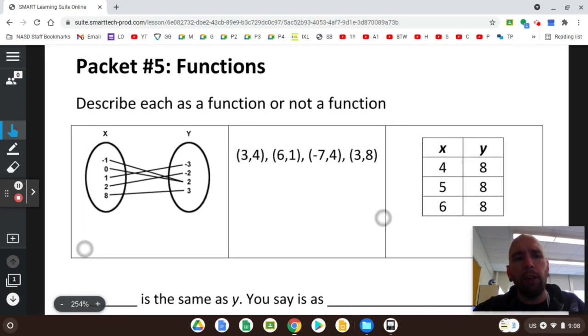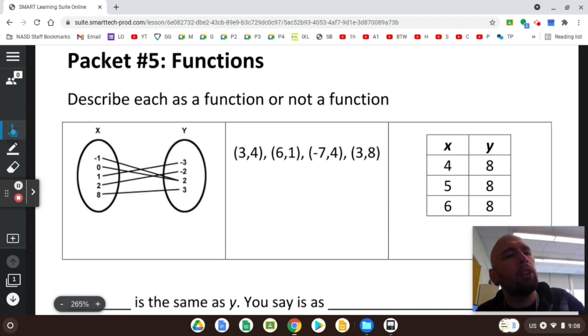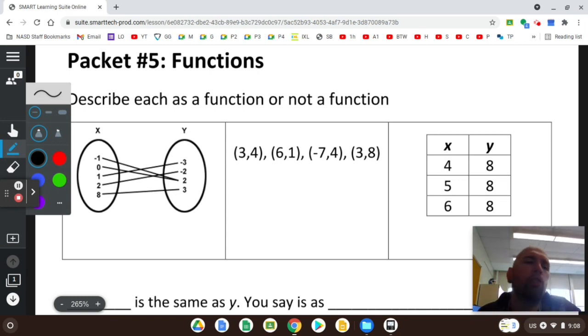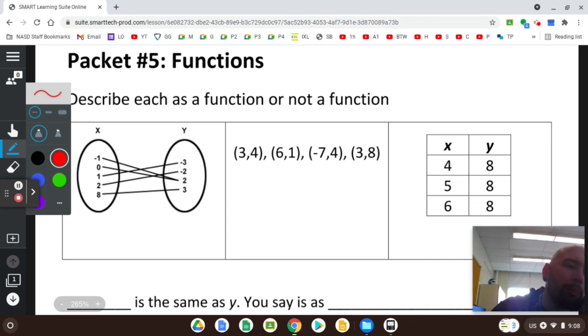Functions, packet 5. A function is a function if every x is mapped to exactly one y value. Also, the domain is mapped to exactly one y value. In other words, x's can't repeat. The x values, the domain values, the input values cannot repeat. So a function is a function if the x values do not repeat.